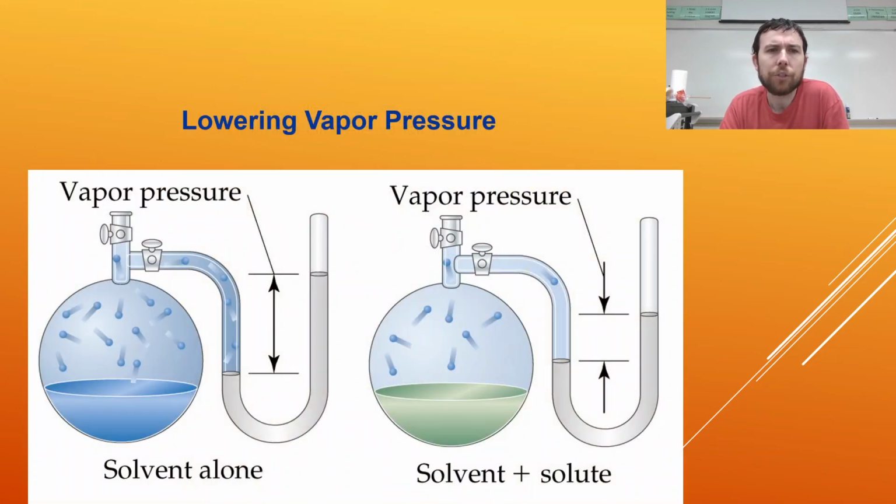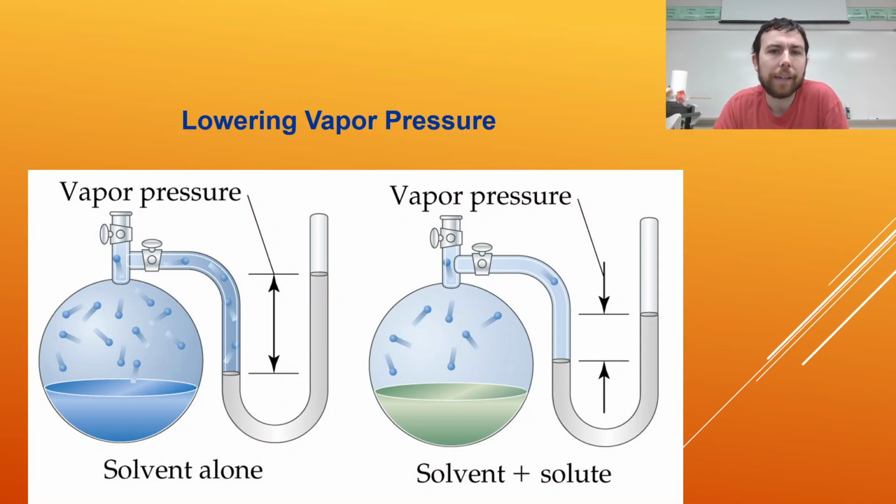Okay, and so here we're taking a look at 2 different situations. So let's say that the container on the left is expressing that you have only the solvent itself, right? And so the solvent by itself, its particles are allowed to escape. They escape, they end up pushing the liquid in a manometer, and it exerts a certain amount of pressure. Notice that it's shifted the liquid farther to the right.